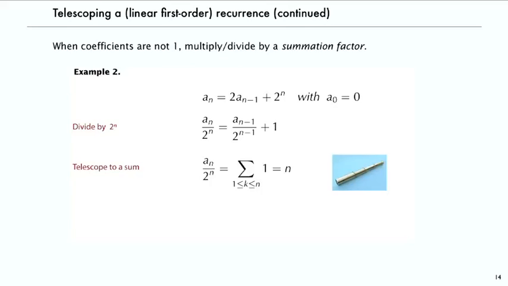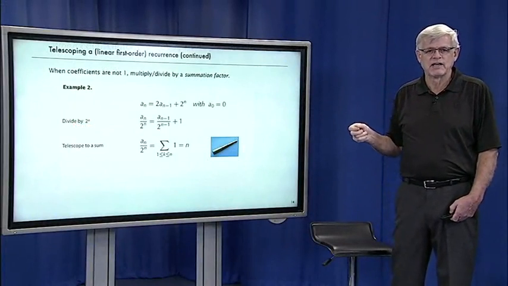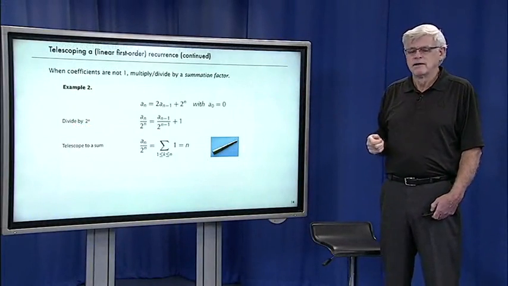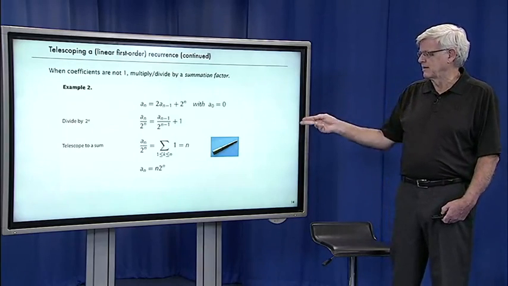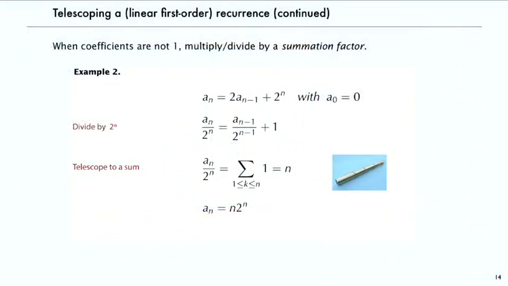So now we can go ahead and telescope this thing, and in this case, every time we go down 1, it throws out a 1. And so we get down to a0 after n times. So that's a proof by telescoping that a sub n over 2 to the n is equal to n. And then just multiply by 2 to the n, and that's a proof that a sub n equals n 2 to the n. So that's a solution by using a summation factor to turn a linear first order recurrence into one that telescopes.